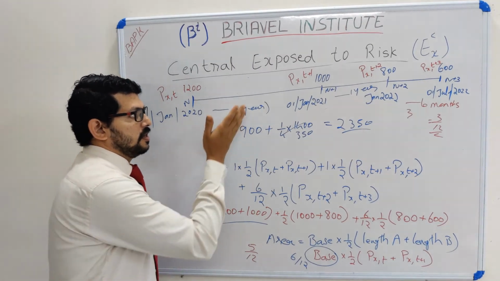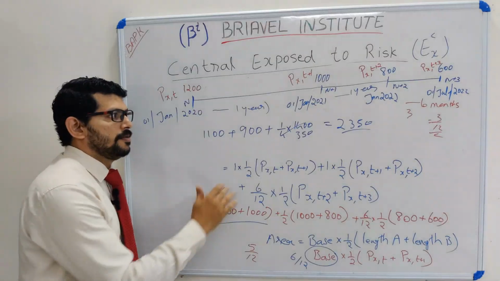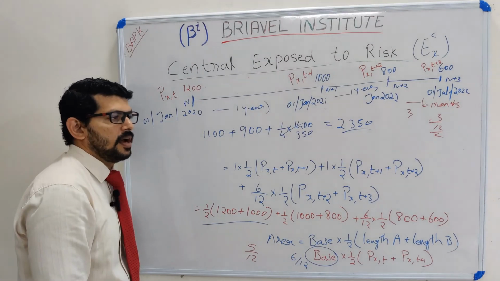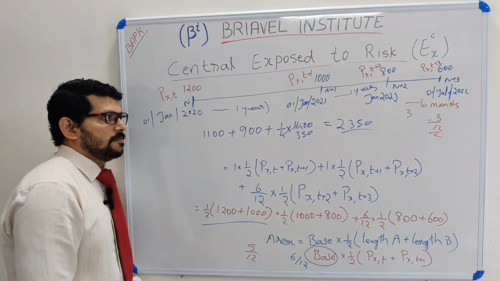In this problem we considered the age at last birthday. We have to consider age at next birthday and age at nearest birthday. So that we will take in the next class.